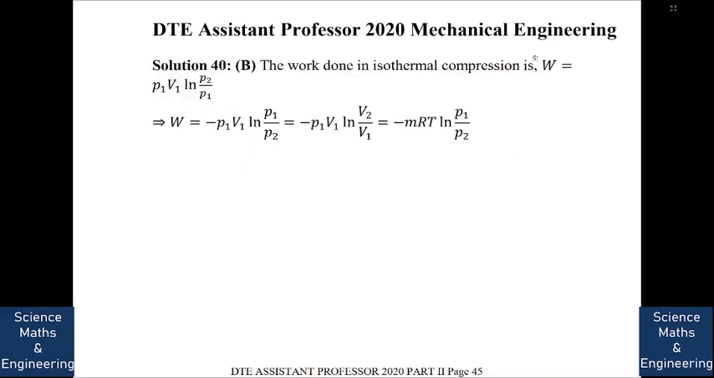The answer is, see, work done in the isothermal process is W is equal to P1 V1 into log of P2 by P1. Which is equal to minus of P1 V1 into log of P1 by P2. Now as it is isothermal, P1 V1 would be equal to mRT. So we get W is equal to minus mRT into log of P1 by P2. So option B is the correct answer.